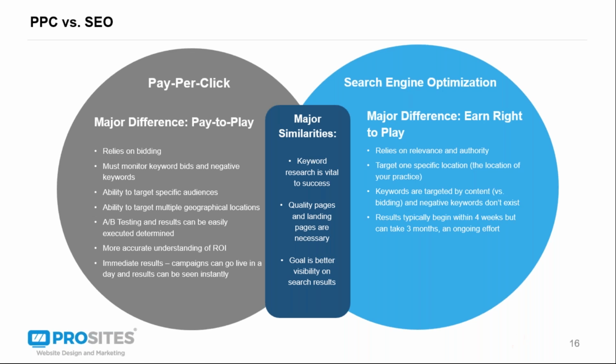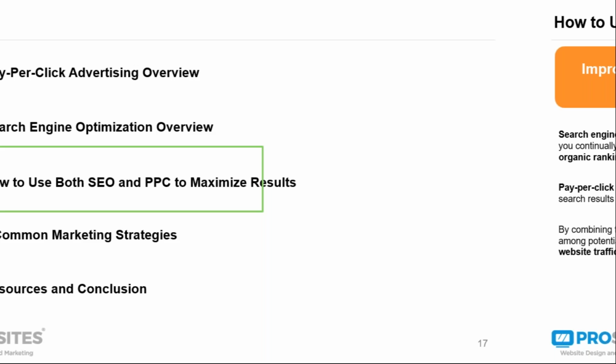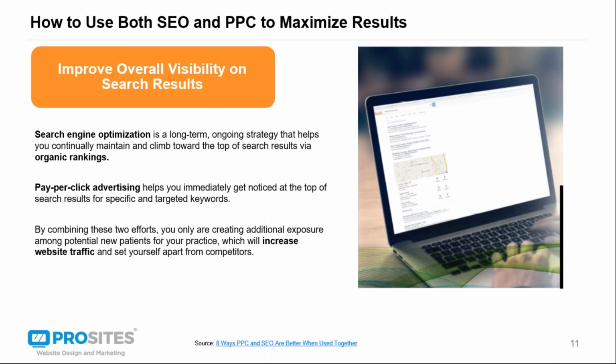All right, so let's move on to how to use both SEO and PPC to maximize results. So overall, you can use it to improve visibility in search engine results pages. That's really ultimately what you're trying to do. And that's important because people are actively searching for you, so they already are in a mindset to hire, right? And they're already in a mindset to look for you, to go to you. So you already have their attention.